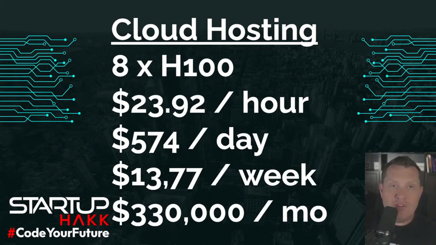But generally with DigitalOcean, there was either a choice of 1 or 8 GPU hosting. Now the GPU hosting with 8 is $24 per hour, which totals up to $13,000 per week, which is a staggering $330,000 per month. There are very few companies and businesses that are going to be running something that's $300,000 per month. That is an absolutely overwhelming cost.